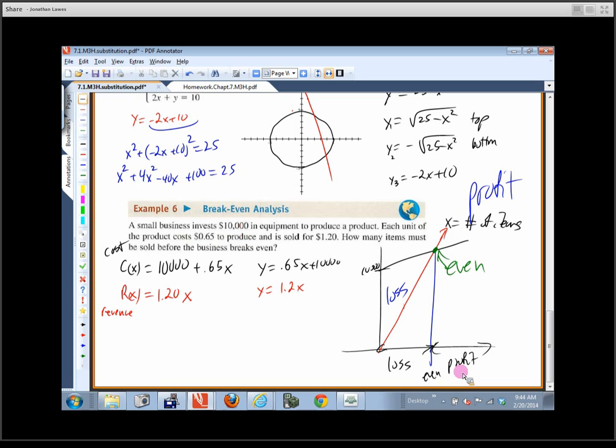So, how many do we need to sell in order to break even? How do we solve this? Is it a point? Is it an x coordinate? Is it a y coordinate? It's really an x coordinate. If you think about the way they said, how many items must be sold? What does x need to be for those two lines to be the same? Solve that system of equations, set the two of these things equal to each other, and you'll have your answer.